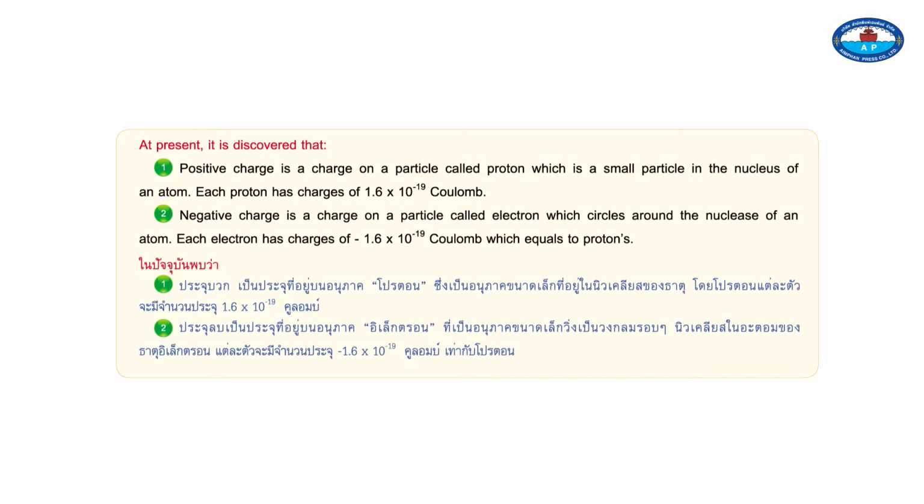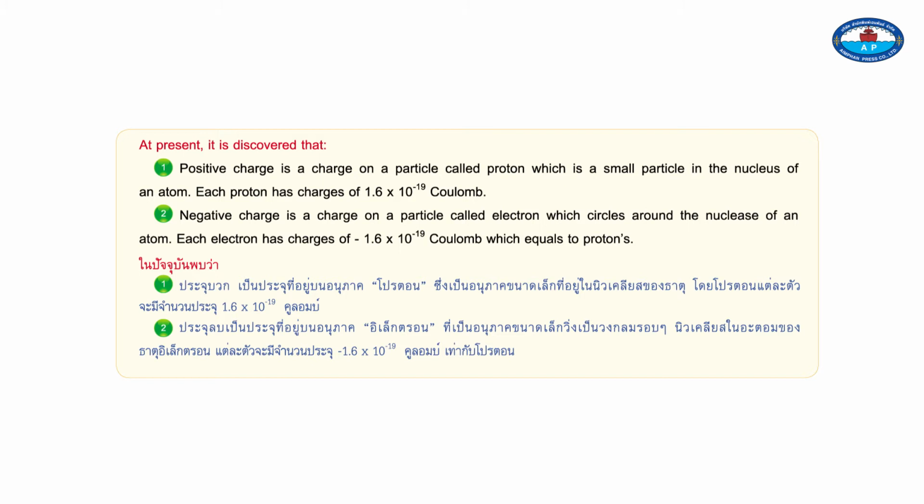At present, it is discovered that: 1. Positive charge is a charge on a particle called a proton, which is a small particle in the nucleus of an atom. Each proton has a charge of 1.6 times 10 to the negative 19th power coulomb. 2. Negative charge is a charge on a particle called an electron, which circles around the nucleus of an atom.